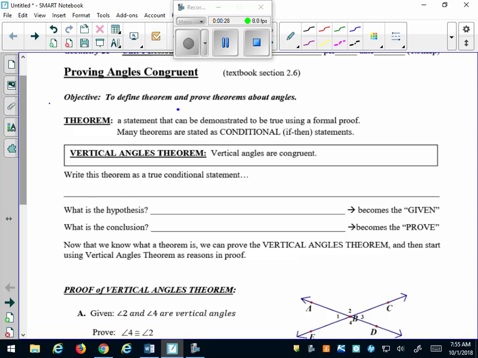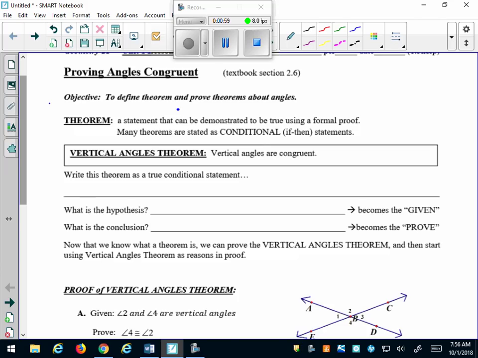What you're going to see in this lesson is that there are really two types of proofs we can write. There are proofs where we are proving a specific given and prove statement that they have given us. That's what we've been doing, but sometimes in this lesson, we are actually going to prove a theorem. And there's a little bit of a different set of rules that goes with proving a theorem. So you're going to see that difference.